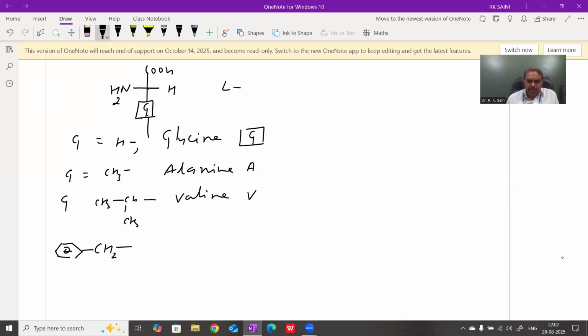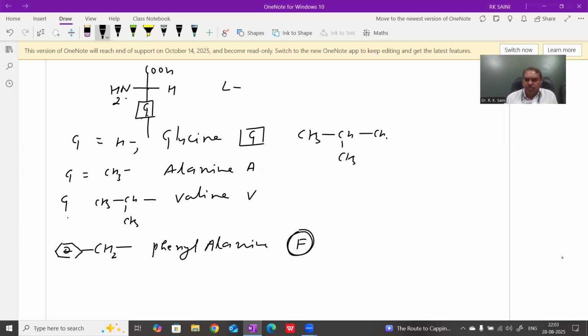When G is one phenyl group, it is known as phenylalanine. Single letter code is F. When G is isobutyl, then this amino acid is known as leucine. Single letter code is L.